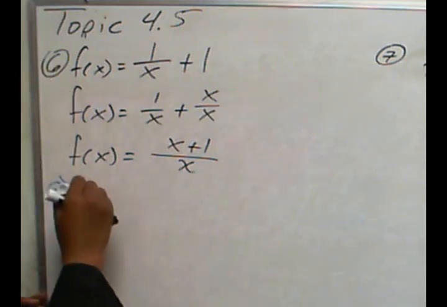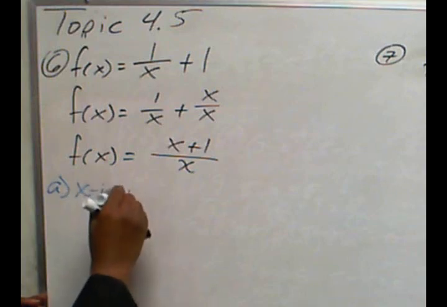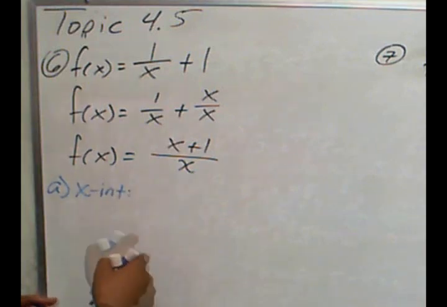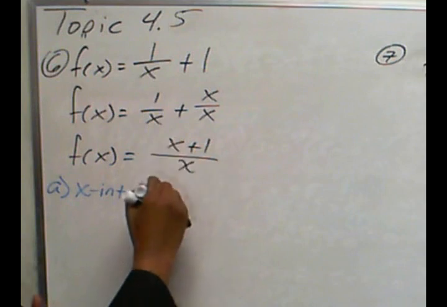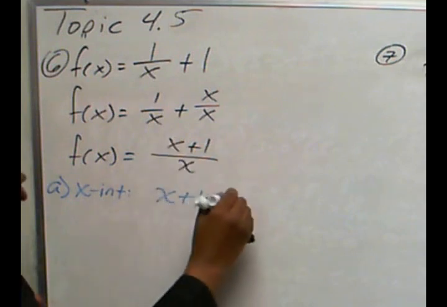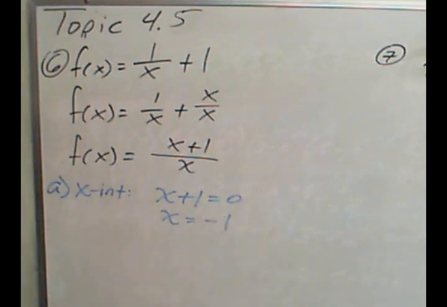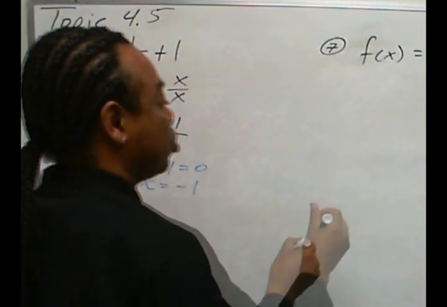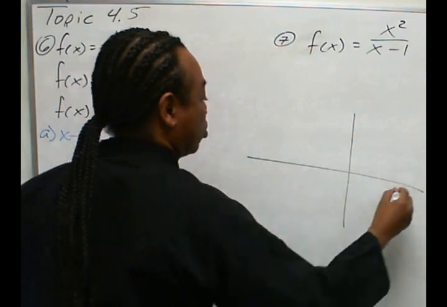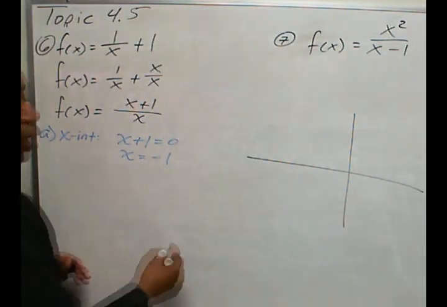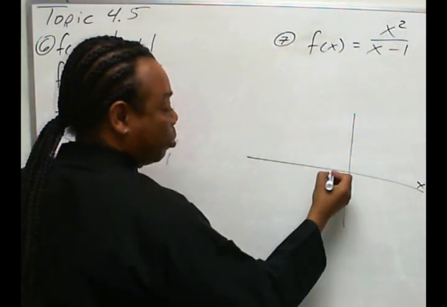First, let's find the x-intercept. The way that we find the x-intercept for a rational function is by setting the numerator equal to 0 and solving. We'll have x equals -1. So x equals -1 is the x-intercept.